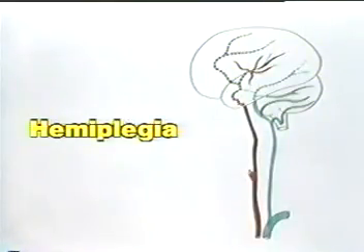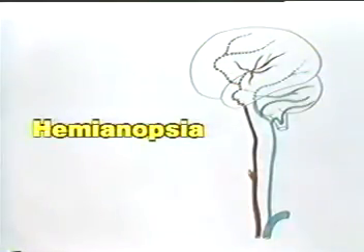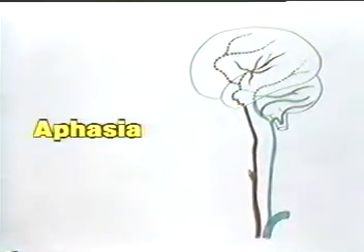Weakness or loss of voluntary movements on the contralateral side is called hemiplegia. Loss of sensation on the contralateral side, hemianesthesia, and blindness in the contralateral visual fields, hemianopsia. If the lesion is located in the left hemisphere, the patient is also likely to have difficulties with language, since the left hemisphere specializes in language in about 95% of the population. Difficulties to speak or to comprehend language is called aphasia.